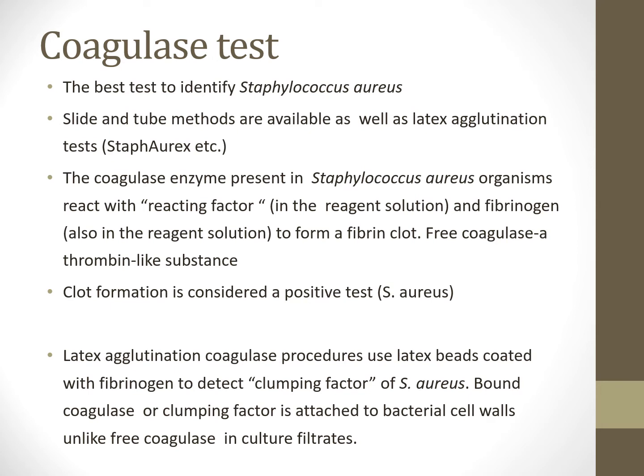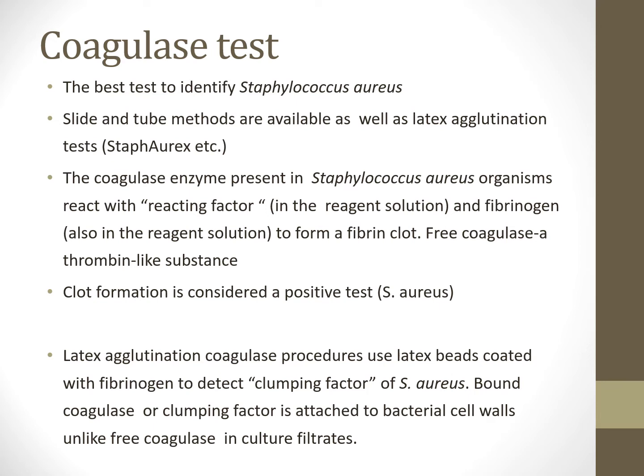So if you add your organism to the coagulase reagent and it clots, that is a positive test. The only organism that's going to be positive for coagulase is Staphylococcus aureus. Okay, and then we have the bound coagulase test, where we have latex agglutination coagulase procedures using latex beads coated with fibrinogen to detect clumping factor. If you have bound coagulase or clumping factor that is attached to bacterial walls, it's going to be positive for the latex agglutination bound coagulase test.